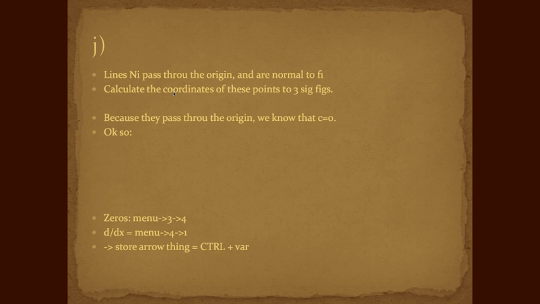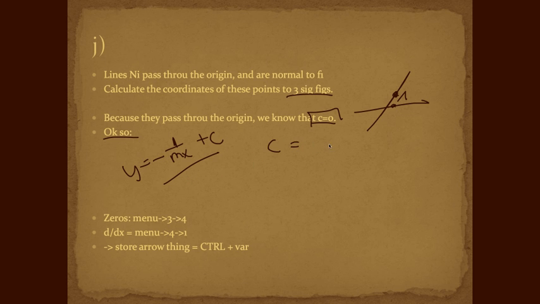Okay, next question. Lines l and l2 pass through the origin and are normal to f_p. Calculate the coordinates of these 3 points with 3 significant figures. Because they pass through the origin, we know that c equals 0. Because if it was 1, it had a c of 1, so if it's 0, it's 0. What we do here is we know that the normal is minus 1 over m x plus c. That's the function of the normal line. So if we want to find c, we do c equals y plus 1 over m x, right?